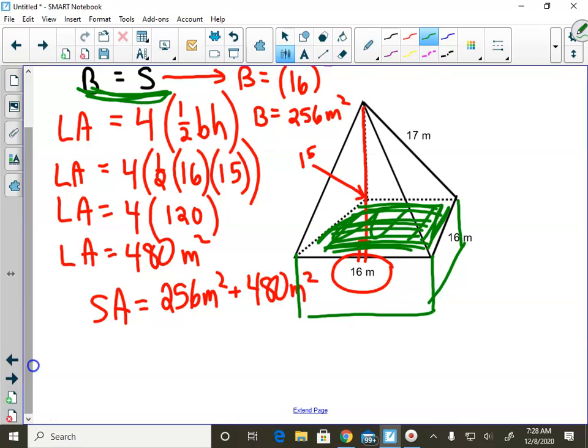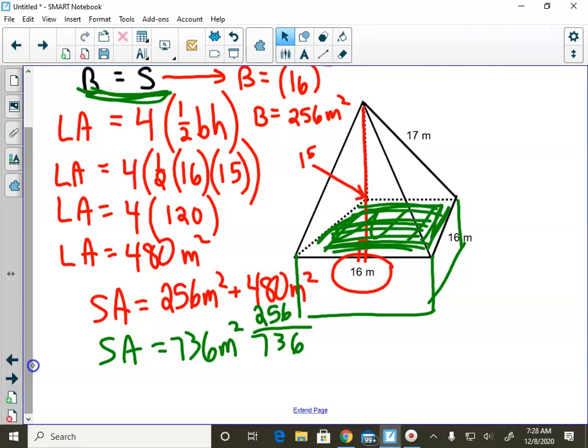So let's just finish that off. Say our surface area is now going to be 480 plus 256. And if we add that, we're going to get 736 square meters. So that's how you find the surface area of a pyramid. Now, sometimes you might be lucky and they might actually give you this number. They might give you the height of the triangle. If they do, great, it saves you the Pythagorean Theorem step. But if not, you have all the tools necessary in order to be able to find the surface area of this particular pyramid. Okay, well done.